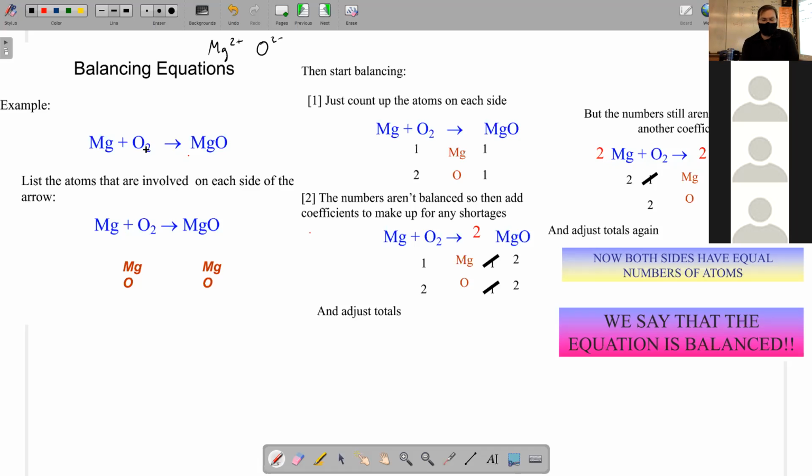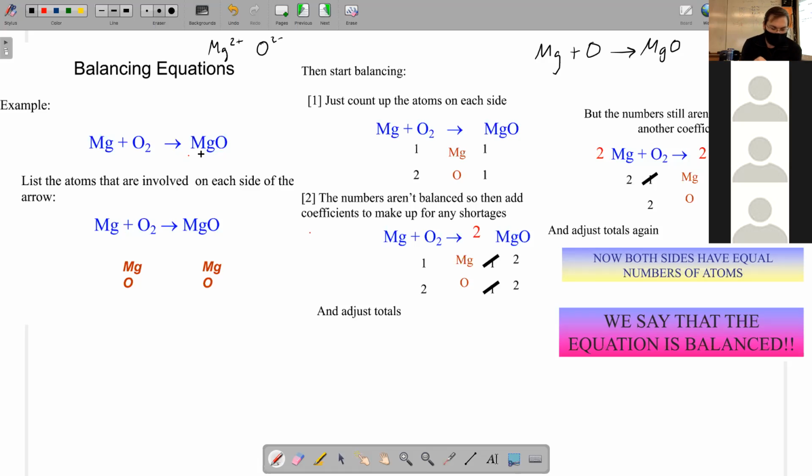If oxygen were monatomic, which it isn't, and it was just Mg plus O making MgO, that would be a balanced equation. That would be good to go. But because oxygen is not monatomic, it's diatomic, that starts it off kind of like being a little bit messed up.